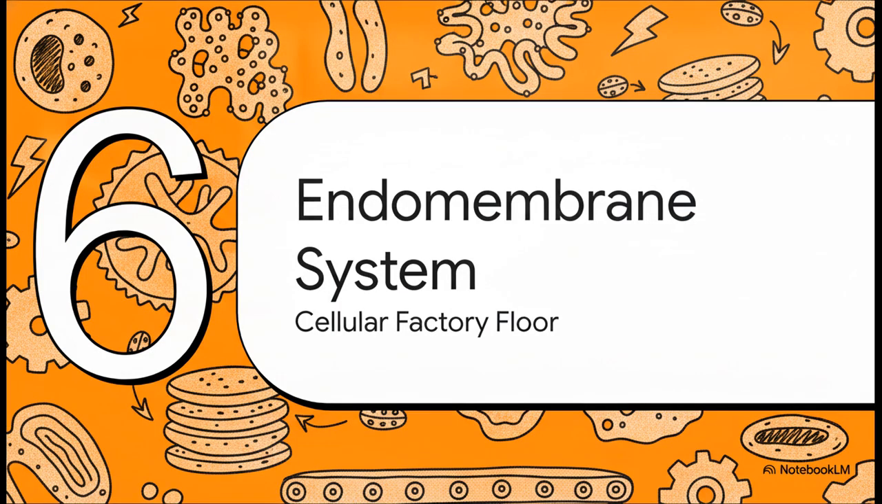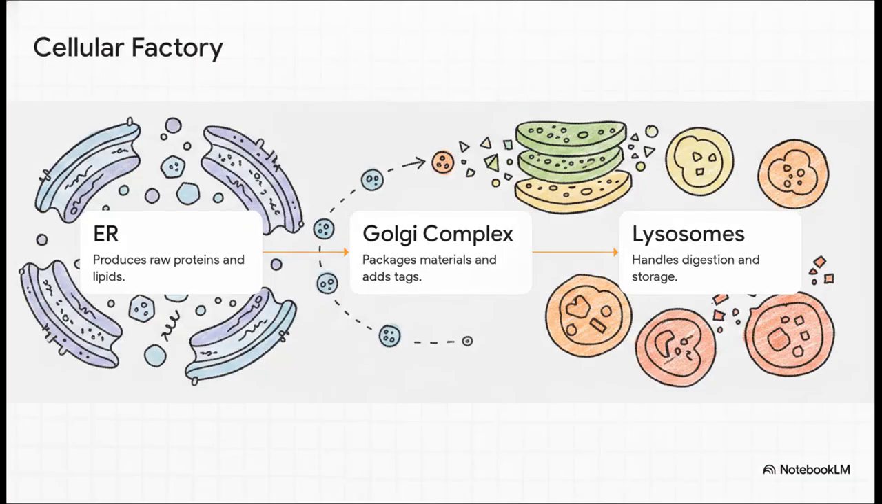All right. Almost at the end. Section 6, the endomembrane system, the cellular factory floor. Let's explore how these highly compartmentalized eukaryotic organelles actually work together. It is a perfectly choreographed sequence. I want you to think of this system as an incredibly efficient manufacturing plant. So step 1 is the endoplasmic reticulum, or the ER. This is where the raw materials, your proteins and lipids, are physically produced.